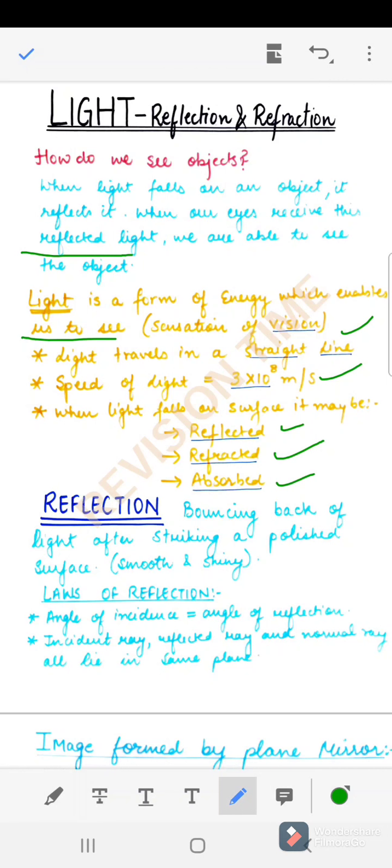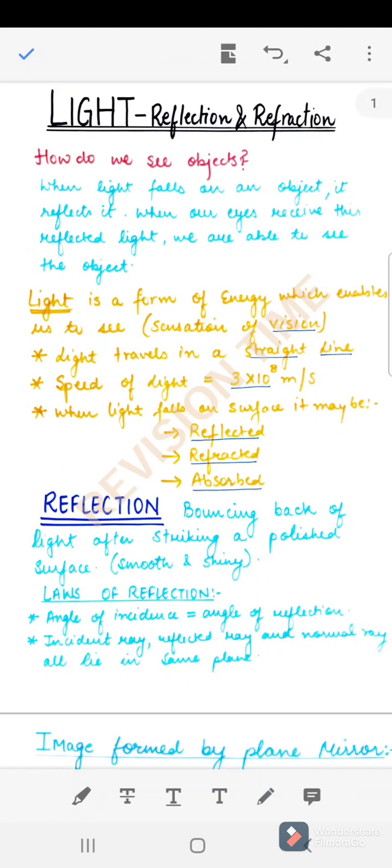Now, what is reflection? It is nothing but the bouncing back of light after striking a polished surface, and this surface is smooth and shiny. We all know the laws of reflection. Let us revise. The angle of incidence is equal to the angle of reflection. The incident ray, reflected ray and normal all lie in the same plane.